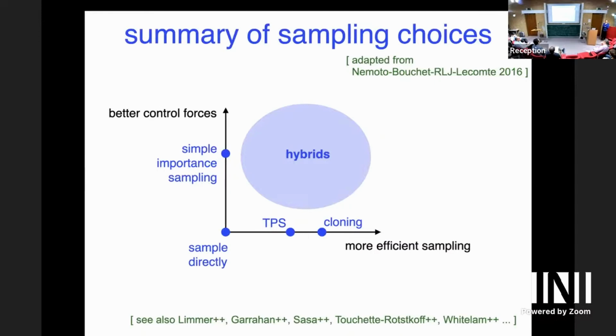Any other quick ones? Is there no overall trade-off between kind of better control forces and more efficient sampling? I think the trade-off is more like how valuable is your time and how cheap is your compute. So you can always improve your methodology, but in the end, maybe it's better just to let the computer grind and do something else.